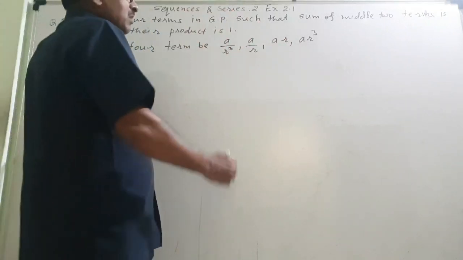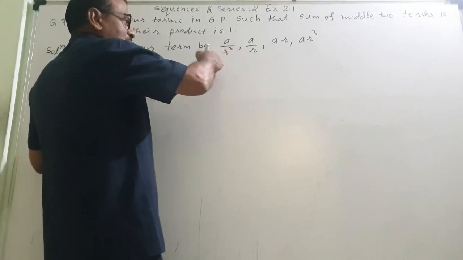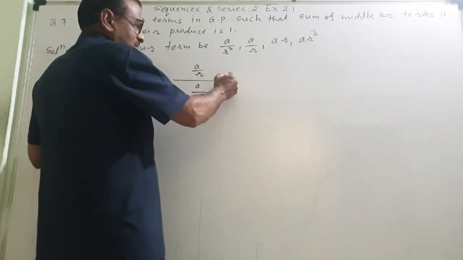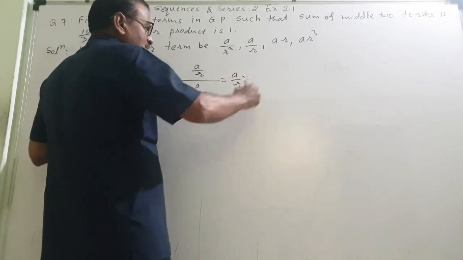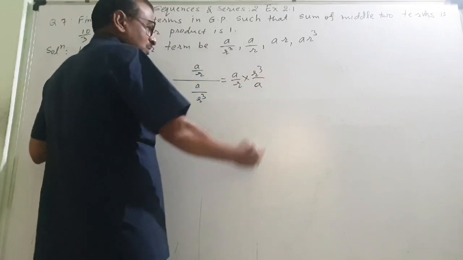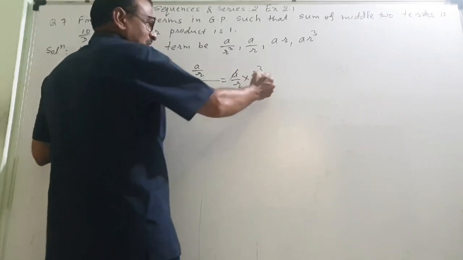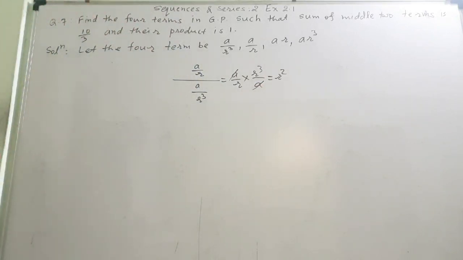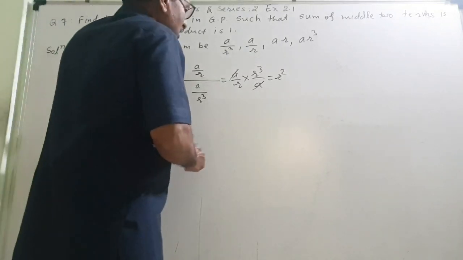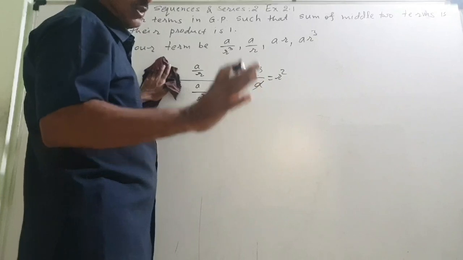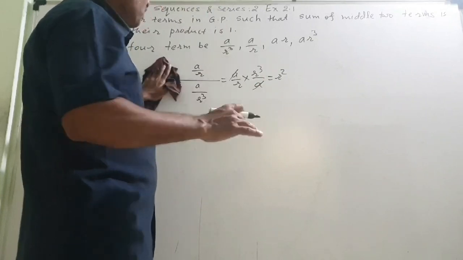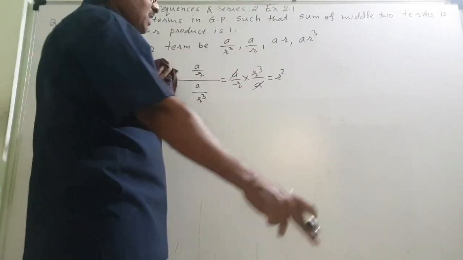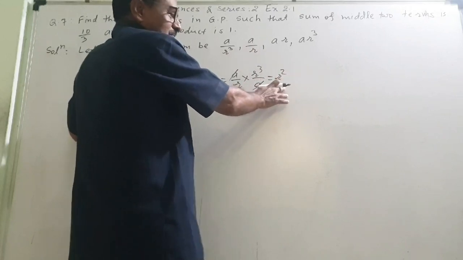What is the ratio that you will see? This upon this, a upon r upon a upon r cube, that is equal to a upon r into r cube upon a. So this cut and this will become r square. See that in AP also we were using the difference 2D. In 10th standard we have done this. When the four terms we are using, the difference we were taking 2D. Here the ratio is taken r square.